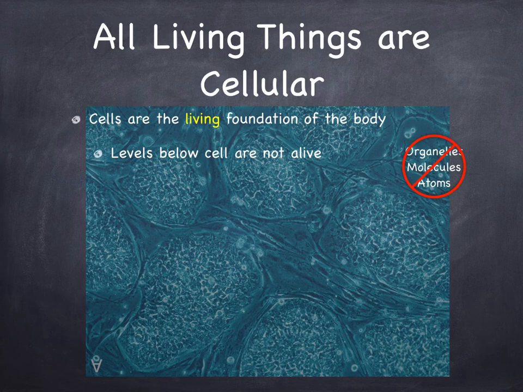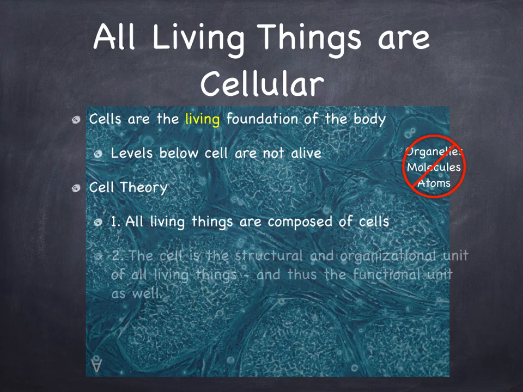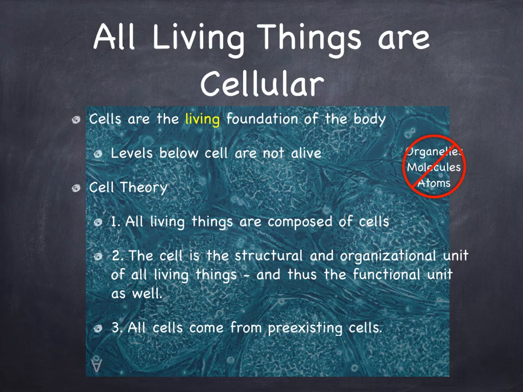And when you explain or state the cell theory, this is the kind of thing that you're addressing: that all living things are composed of cells. All living things are either a single cell or composed of many, many cells. That the cell is the structural and organizational unit of all living things. And if it's the structural unit of all living things, then it's also the functional unit, because we know that structure determines function. The third statement in the cell theory says that all cells come from pre-existing cells.